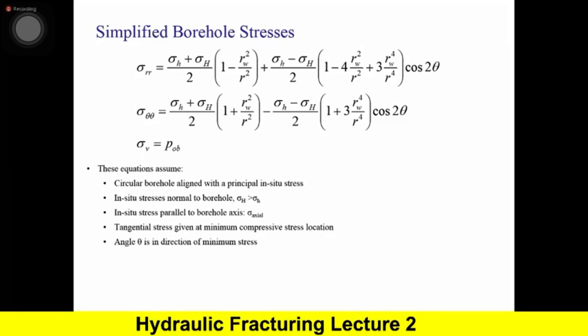So let us substitute here. At the well bore, RW is equal to R, so this is 1. 1 minus 1 is 0. So the first term disappears. And here we have 1 minus 4 times 1 plus 3 times 1, so that is again 1 minus 4 plus 3. That is 0. So the second term is 0. So sigma RR at the well bore is 0 regardless of theta.